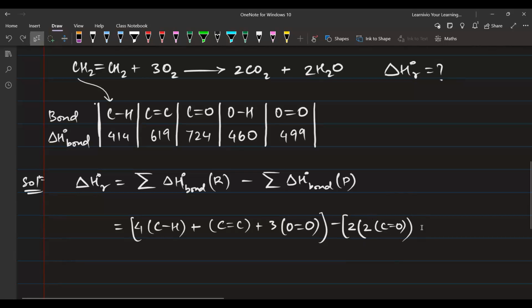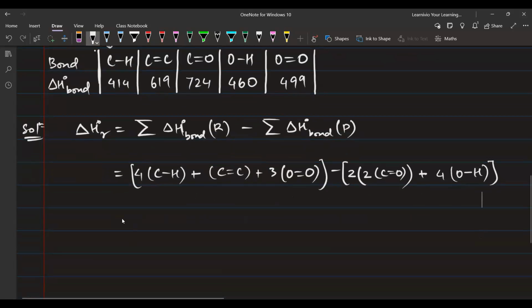Plus, what about H2O? What type of bond is present in H2O? OH bond, not double bond. How many OH bonds? 2 OH bonds. So can I write directly 4 OH because we have 2 water molecules? Does it make sense? Yes, sir.